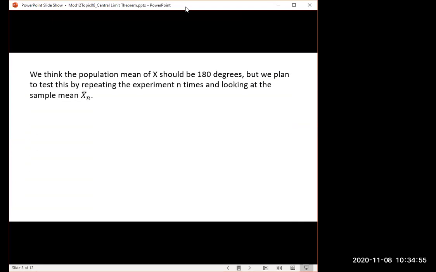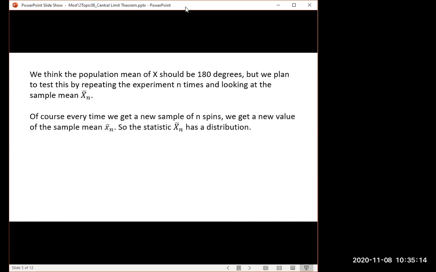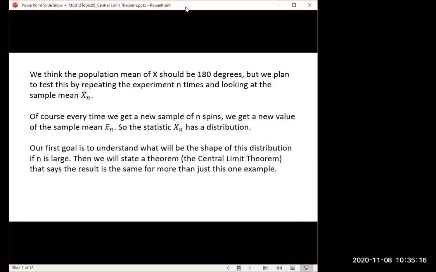So just to recap, we're going to spin the spinner. We think the population mean of x, the angle that we get, should be 180 degrees. We plan to test this by repeating the experiment n times and getting sample means. And we want to study the distribution of the sample mean. And the final answer to what this is will be the Central Limit Theorem. And that's going to tell us that we really get the same thing in all examples, not just this one.